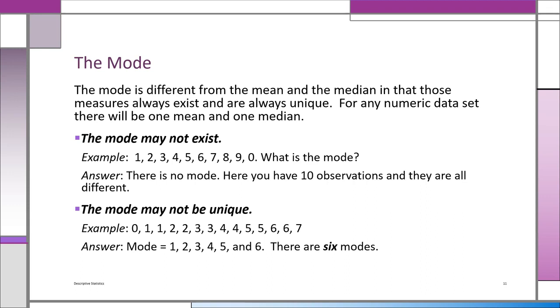Look at the next problem. The mode may not be unique, as we saw before. Look at that. There's a 0 and there's 2 1s, 2 2s, 2 3s, 2 4s, 2 5s, 2 6s. So notice how many modes you got. You got 1, 2, 3, 4, 5, 6. They show up twice. You have 6 modes.